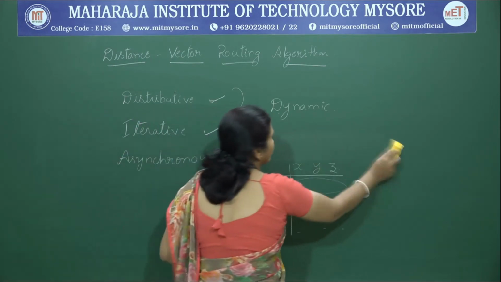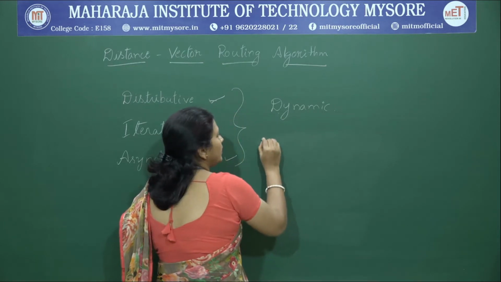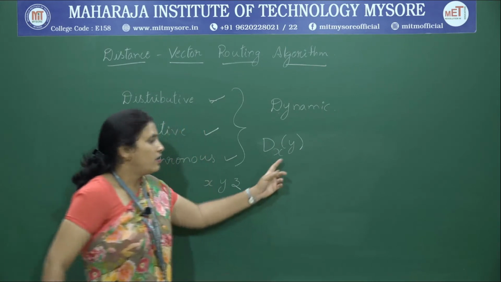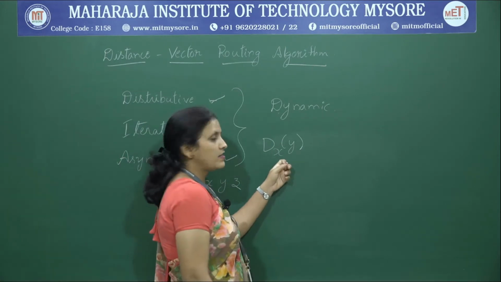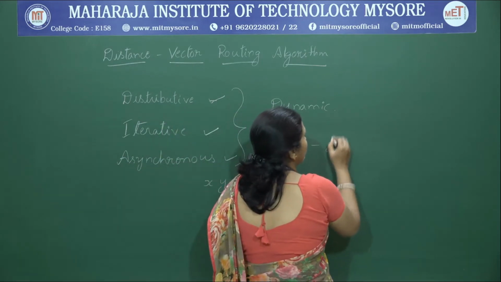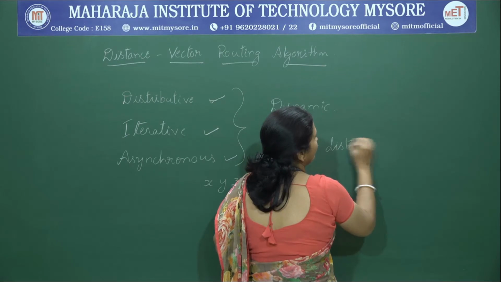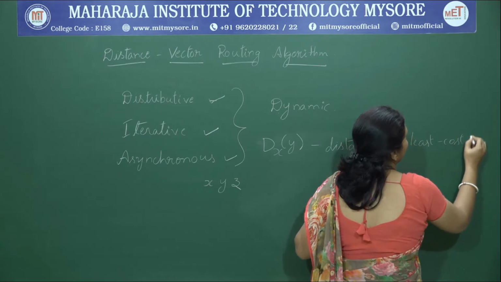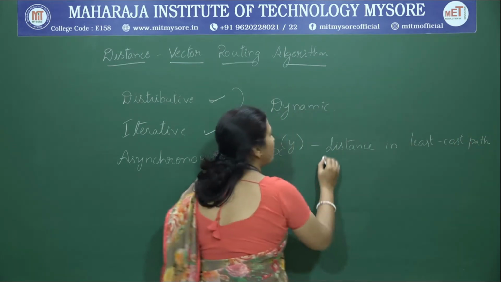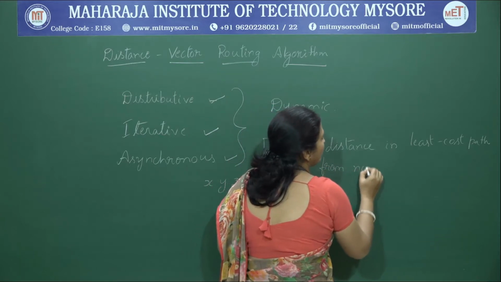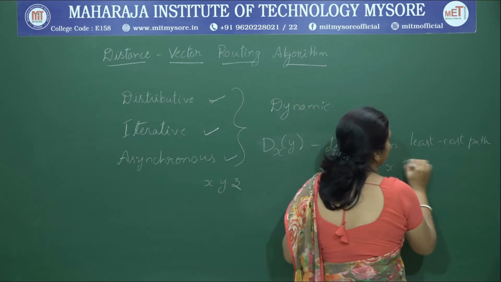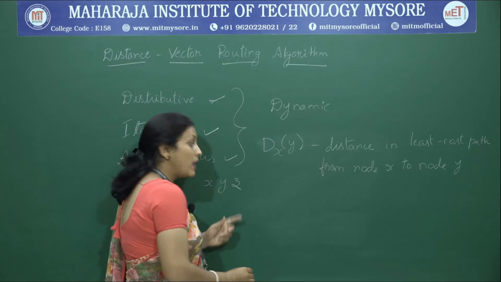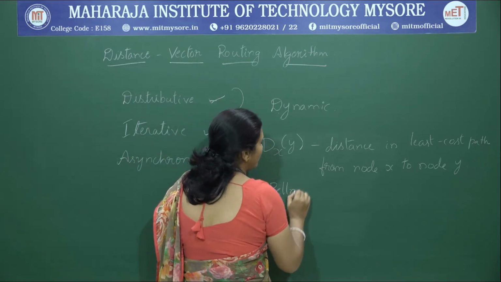Considering that, let us consider d of x y to represent the distance of the least cost path from node x to node y. We make use of the Bellman-Ford equation here.